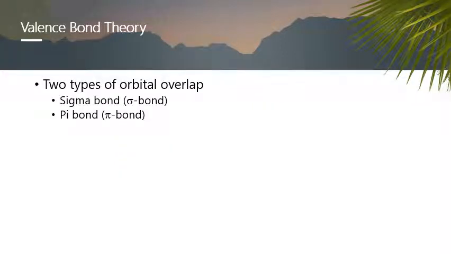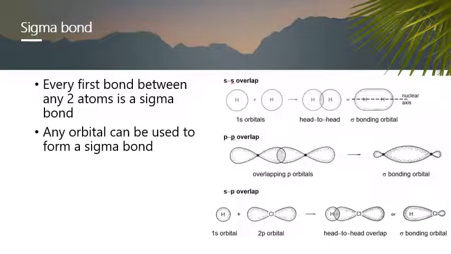Now let's talk about valence bond theory. Valence bond theory tells us there are two types of overlap. One is a sigma bond, which is a head-on overlap, and next is a pi bond, which is a side-on overlap. The sigma bond is the first bond that is formed between any two atoms. So if it only has one bond, that's a sigma bond. If it has two bonds, the first bond is a sigma, and the second bond and onwards are all pi bonds.